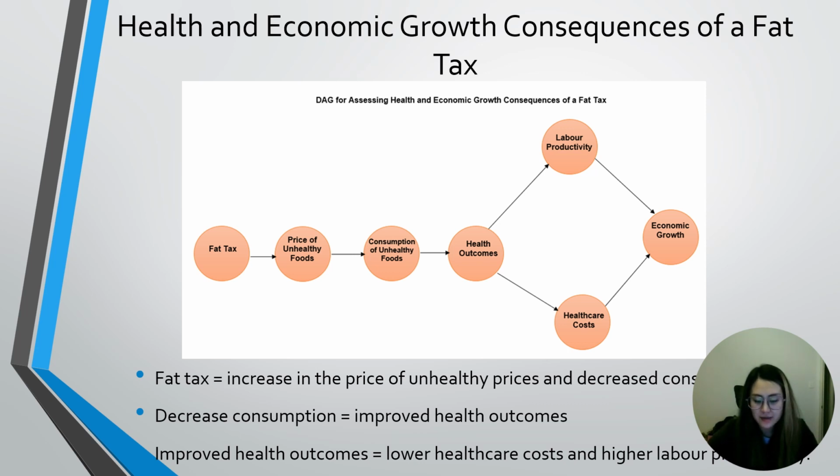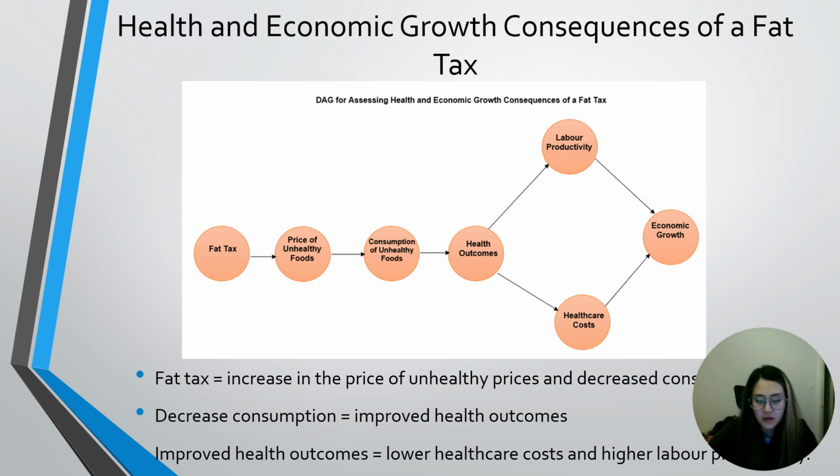Then, just to assess the health and economic growth consequences of a fat tax using an econometric model, the DAG outlines the hypothetical causal relationships. Implementing a fat tax increases the price of unhealthy foods, leading to decreased consumption of such foods. The reduction in consumption is expected to improve health outcomes by lowering the incidence of diet-related diseases. Improved health outcomes then lead to lower healthcare costs and higher labor productivity.